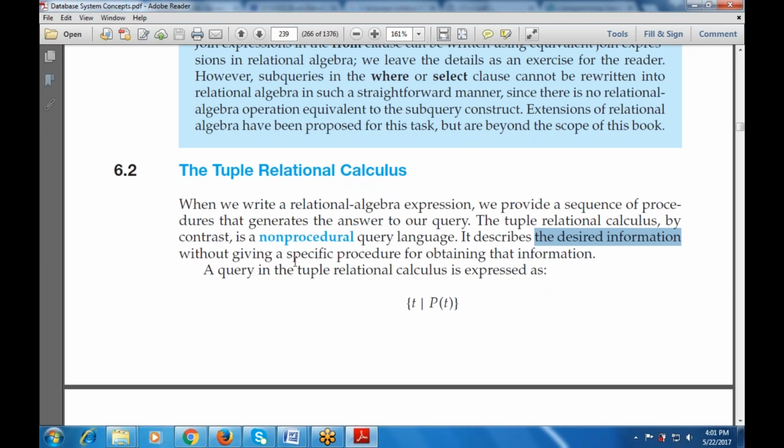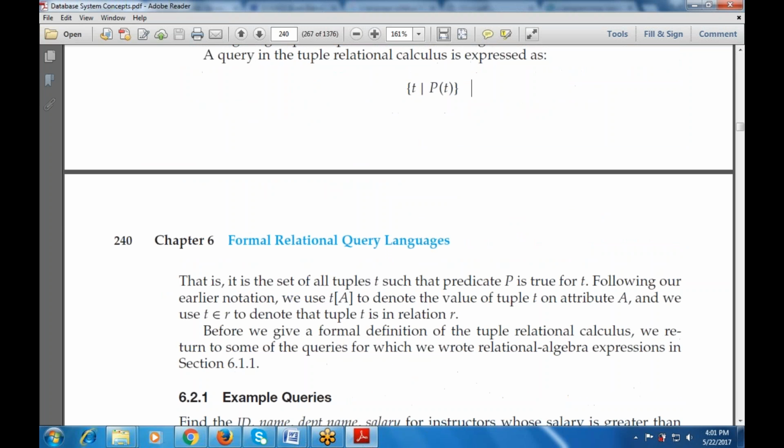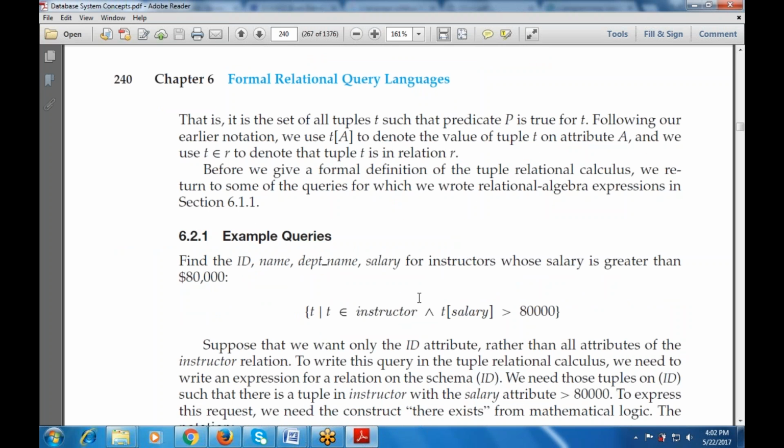A query in the tuple relational calculus is expressed as {T | P(T)}. It is the set of all tuples T such that the predicate P is true for T. We use the notation T[A] to denote the value of tuple T on the attribute A, and we use T ∈ R to denote that tuple T is in relation R. Before we give a formal definition, let's look at some example queries, which we write for the non-procedural language, alongside relational algebra expressions.